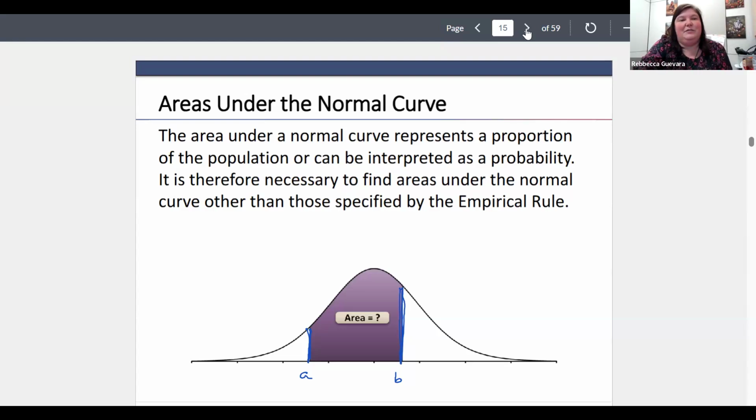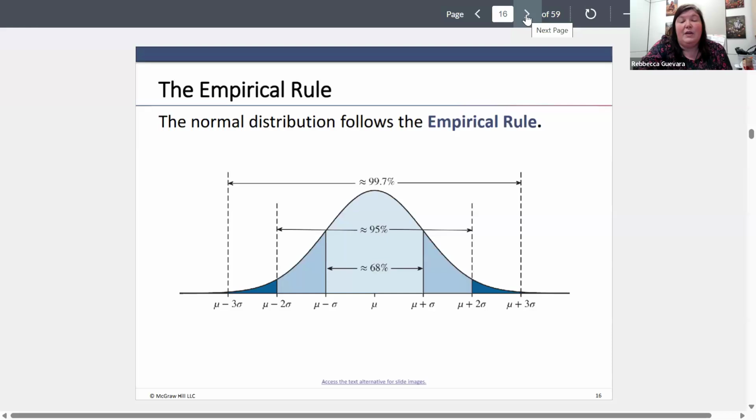But soon we're going to get that information. If you remember, the empirical rule followed if we had a normal distribution. Before, we were saying a bell-shaped distribution.